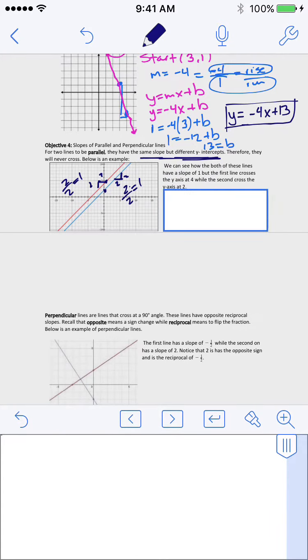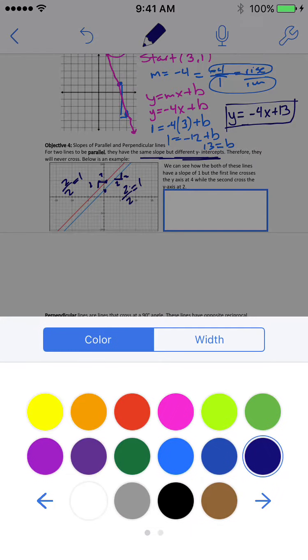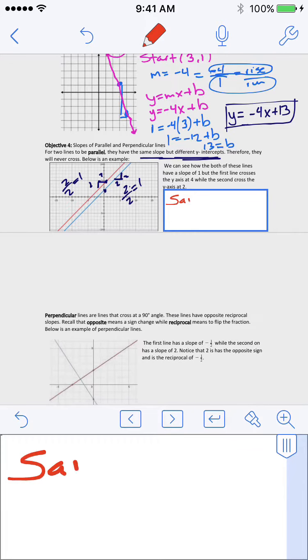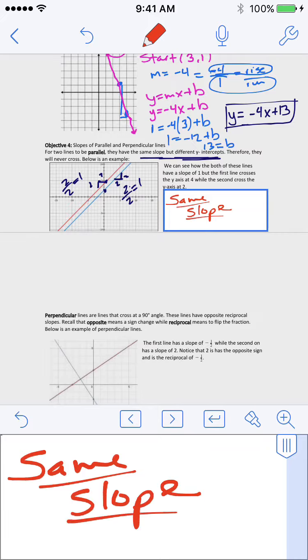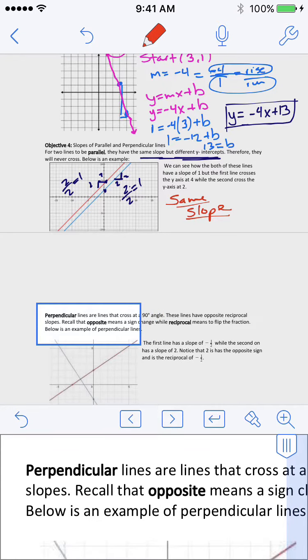All right, let's leave ourselves a nice note here that parallel lines have the same slope. Notice how many times I've said this. It's probably going to come in handy later on, so make sure you've got that written down. Same slope. They are quite different from perpendicular lines. Perpendicular lines are the other special kind of lines we see on a graph.